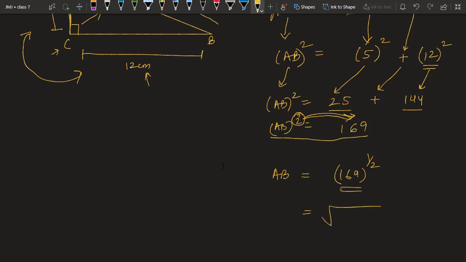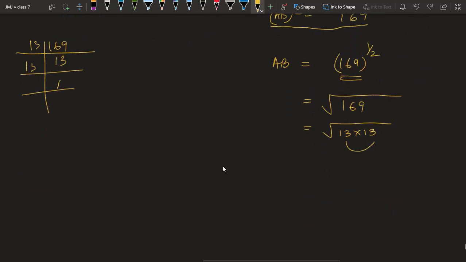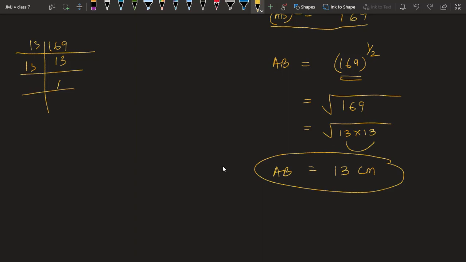So we can write this as square root of 169, and we all know it is the square of 13. So I can write like this. You can factorize also, 13 13s are 169 and 13 1s are 13. So we have got a pair of 13. What will come outside? 13. So we can say the value of AB is 13 centimeter. Okay, let us take one more example.